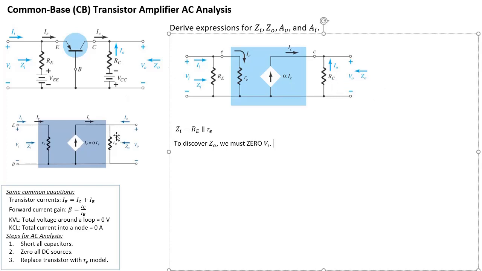By the way, in the model I showed earlier, there is a little ro, which would have appeared here. If it were there, Zo would have been the parallel of RC and little ro. Because we're assuming ro is very large compared to RC, at least 10 times bigger, we can just take out ro, leaving just RC. So to discover Zo, we must zero Vi, and therefore Zo is simply RC.